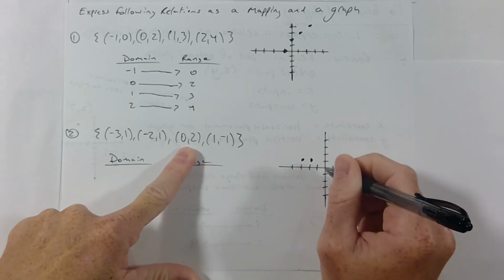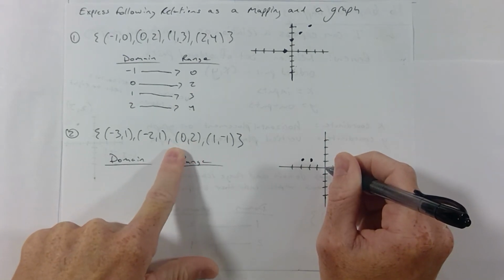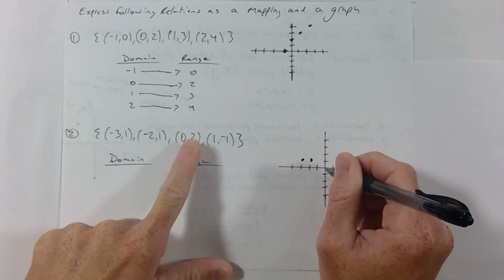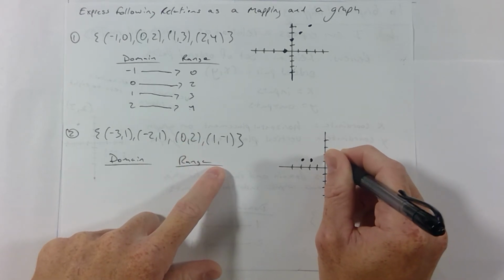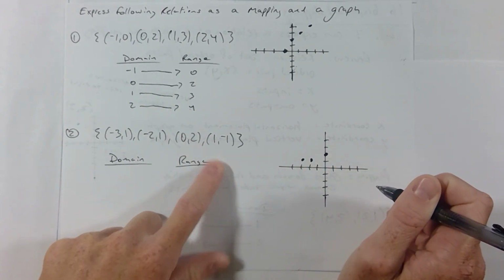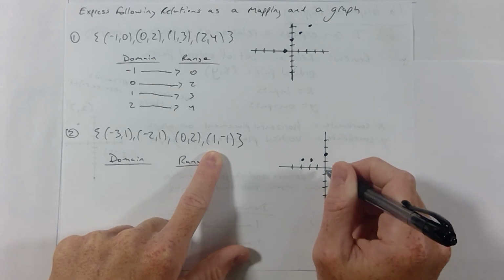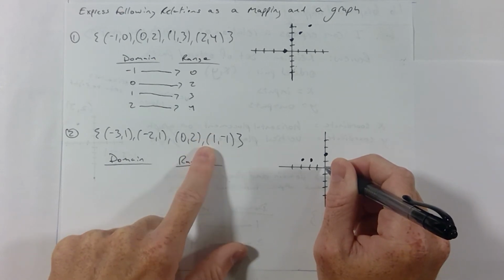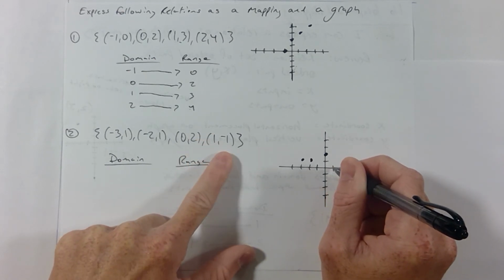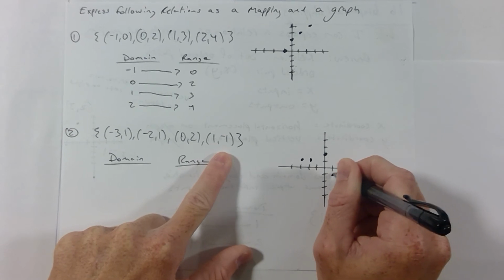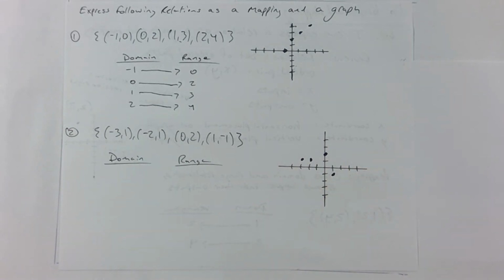0, 2. I'm starting at the origin. X, I don't move. 2. I'm going up 2. So I'm going 1, 2. I'm all set there. And my last point, I have 1, -1. Start at the origin. 1 to the right and 1 down. I have a point there. So I've represented this relation as a graph.